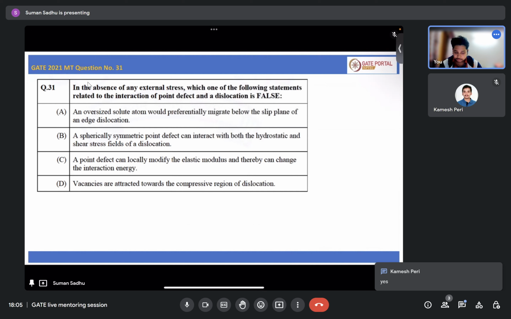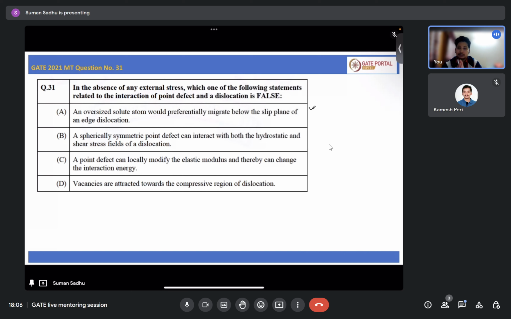So the question is, in the absence of any external stress, which one of the following statements related to the interaction of point defects and the dislocation is false? So to solve this question, we'll go step by step. So first we'll see option A. So in option A, what is mentioned is that an oversized solute atom would preferentially migrate below the slip plane of an edge dislocation.